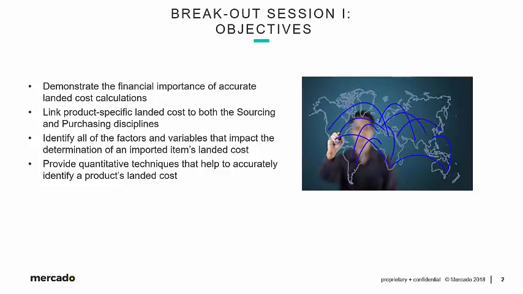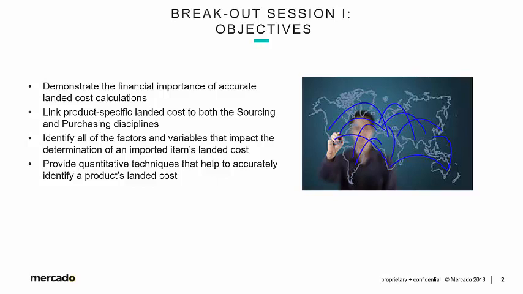This makes perfect sense because, as we said a moment ago, these landed cost sections that we have here in the breakout section come from Module 4 on sourcing, which is closely tied to Module 5 on purchasing. They're all linked together. Third, we want to identify all of the factors and variables that impact the determination of an imported item's landed cost. What are the inputs that create the output? The output being the actual landed cost of an item.